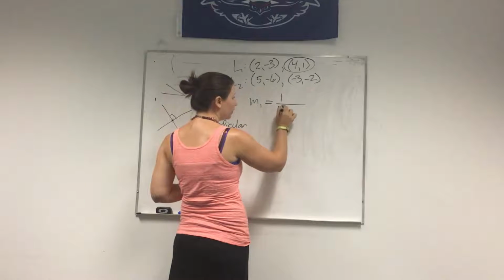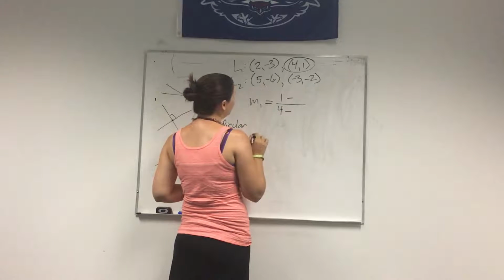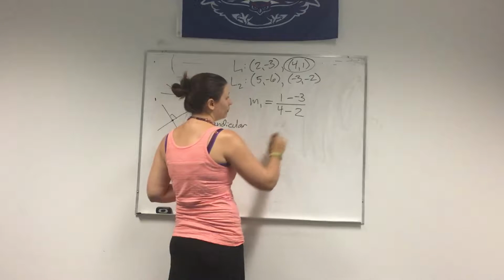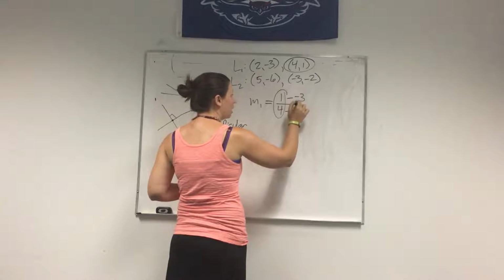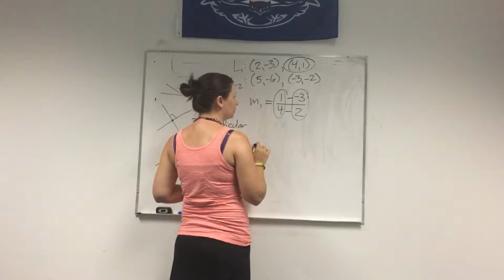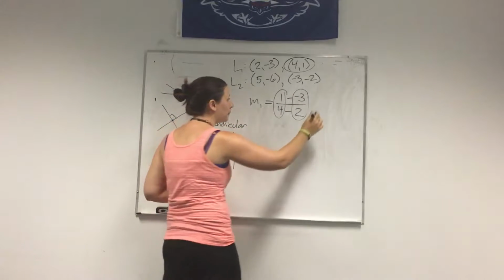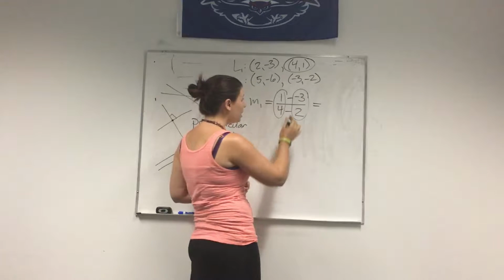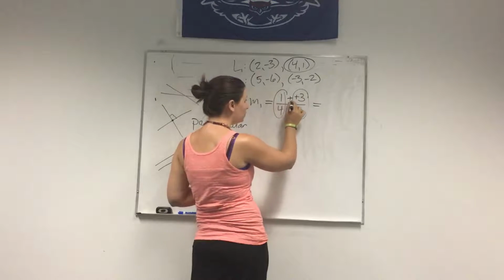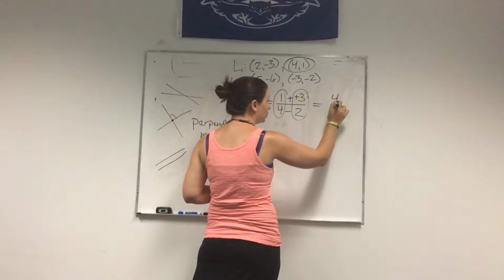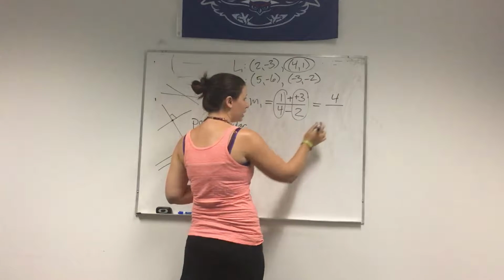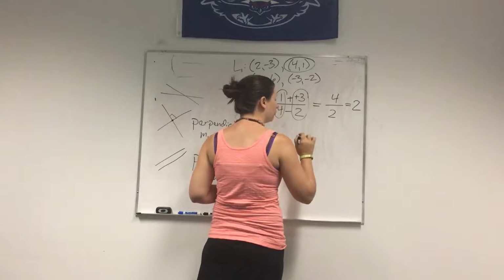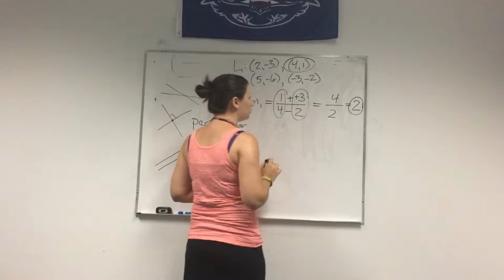So 1 minus minus 3 over 4 minus 2. So this is a point and this is a point, and subtract in the middle. So simplify across. A minus minus is really a plus, right? So 1 plus 3 is 4. 4 minus 2 is 2. So 4 divided by 2 is 2. So this is our first slope.